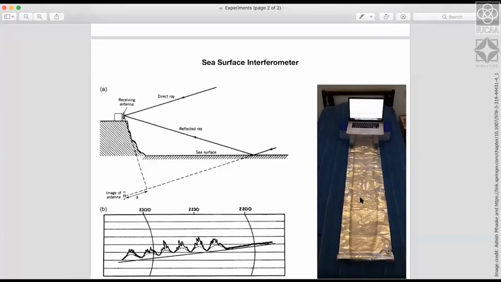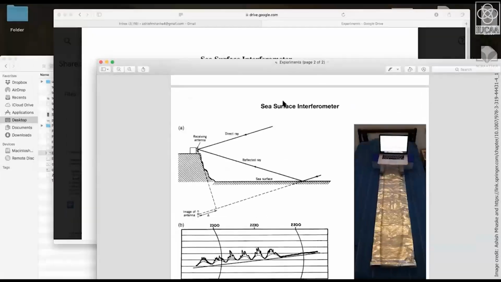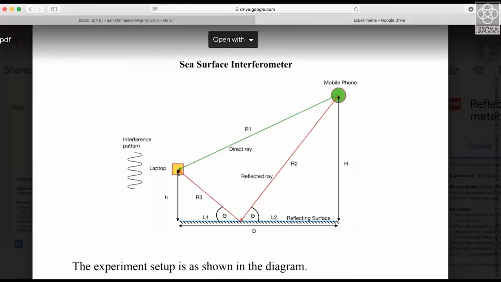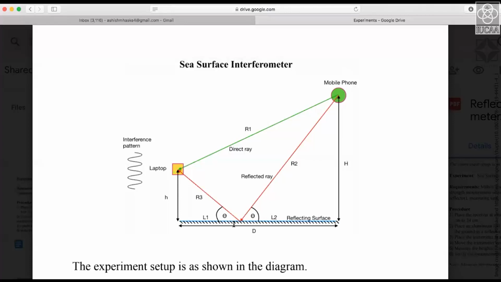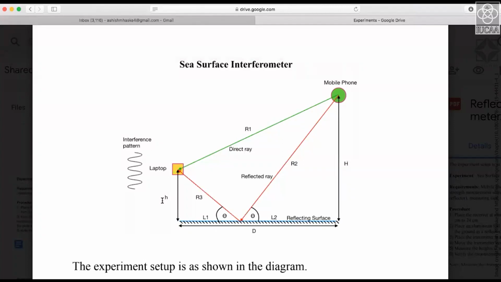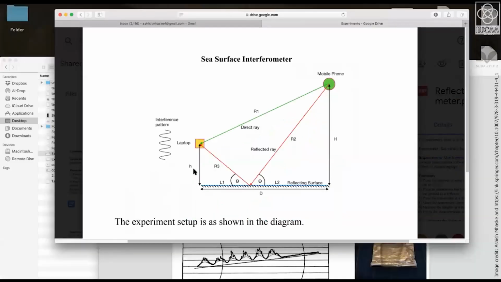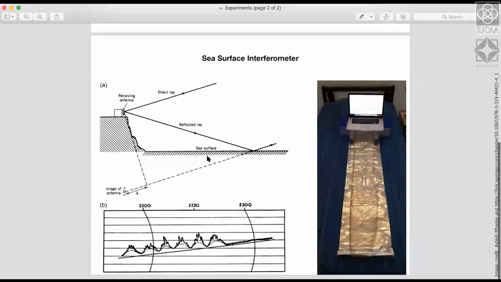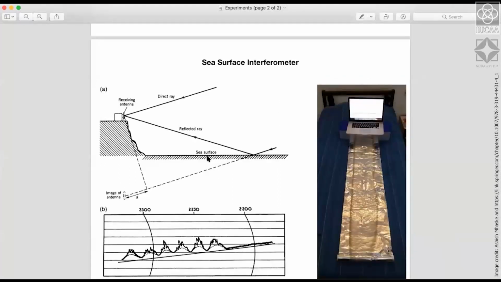And of course, you can try to figure out what is the expected path difference between these two rays just from the geometry and verify that with your observations. Much like the way you saw in the original cliff top interferometer, you will find that the calculation is easy.